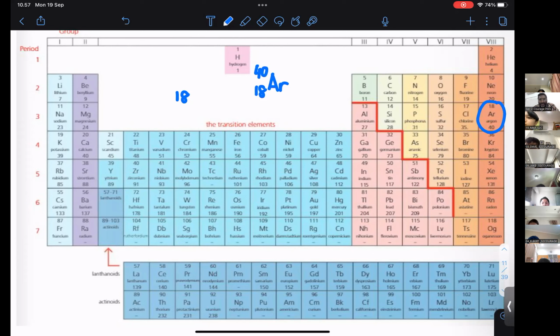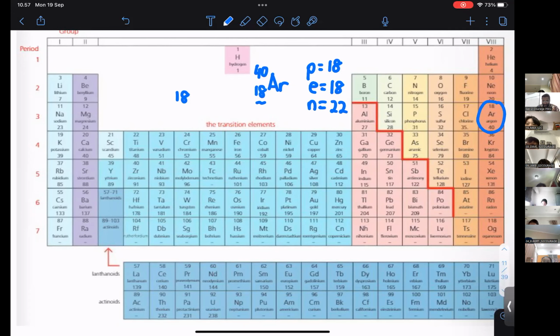But if you look at your periodic table, it is written in a different way. Please take note of that. So this 18 is your proton number, and the electron number is also 18. Let's look at the number of neutrons. Jesslyn, what is the number of neutrons for argon? 22. Yes, 40 minus 18 is 22.